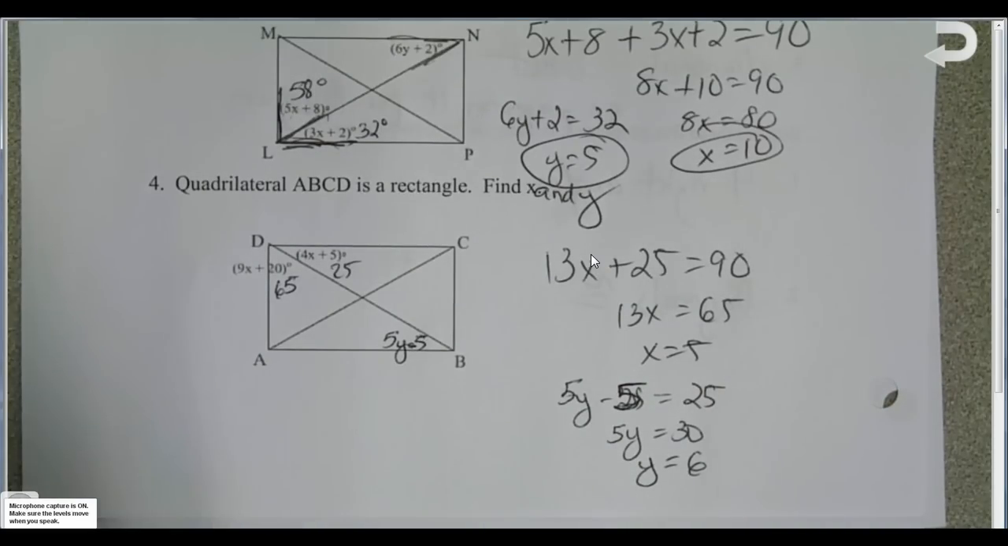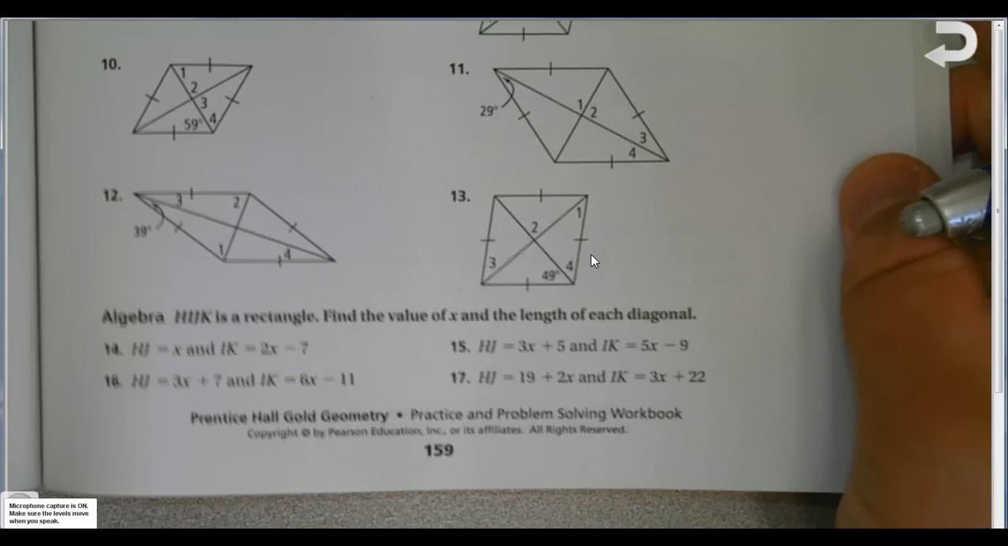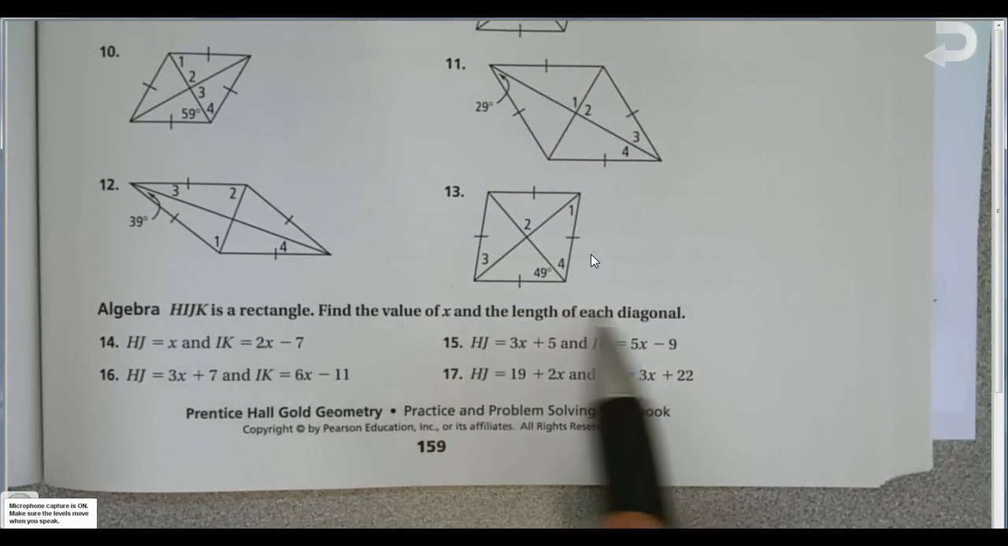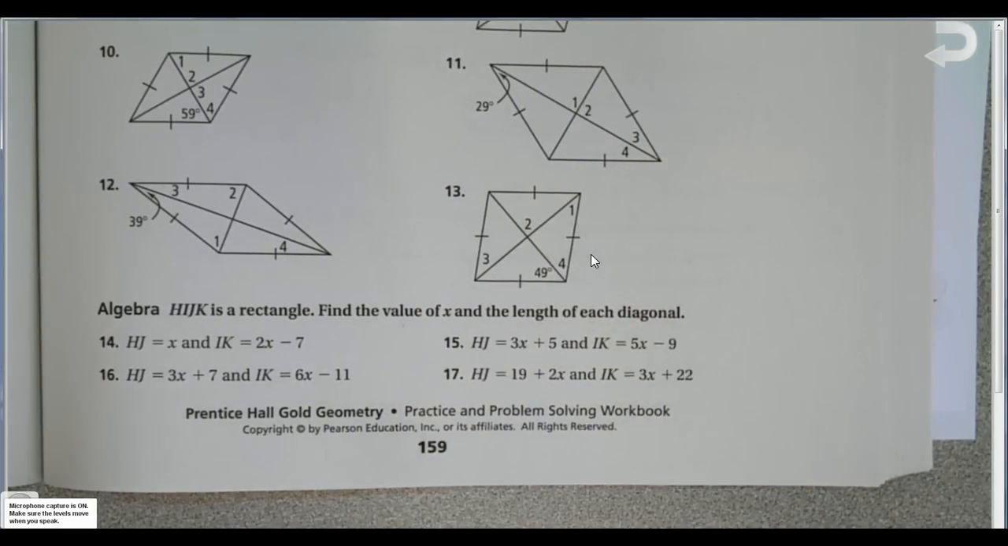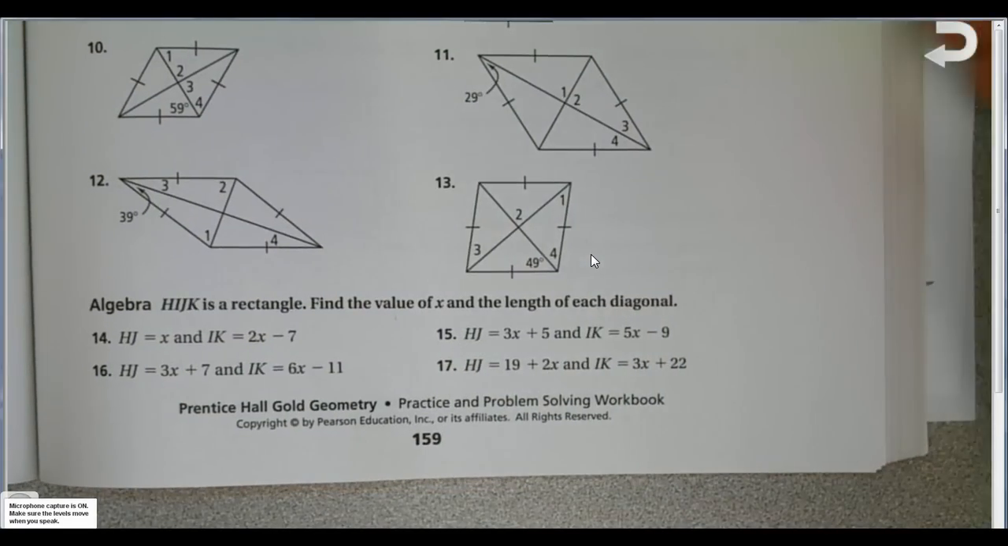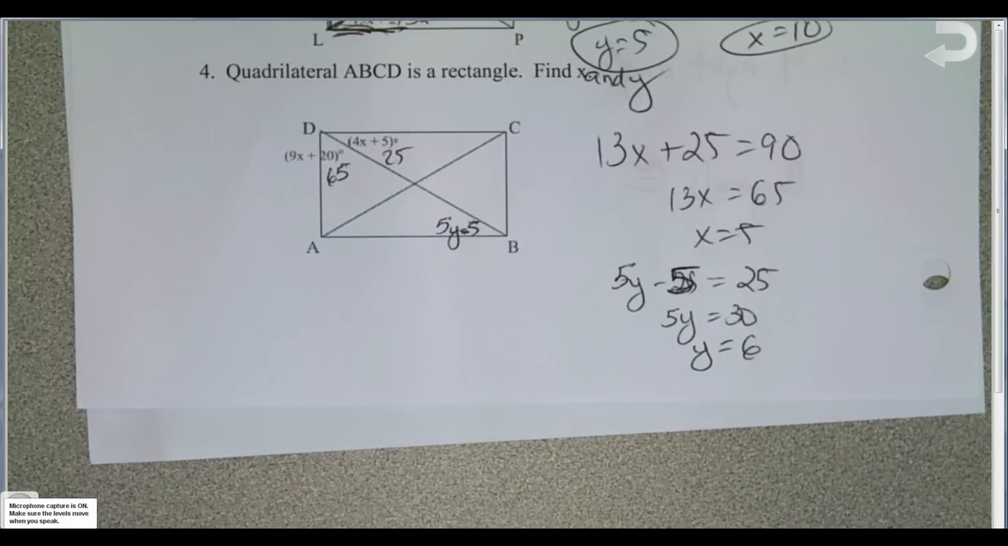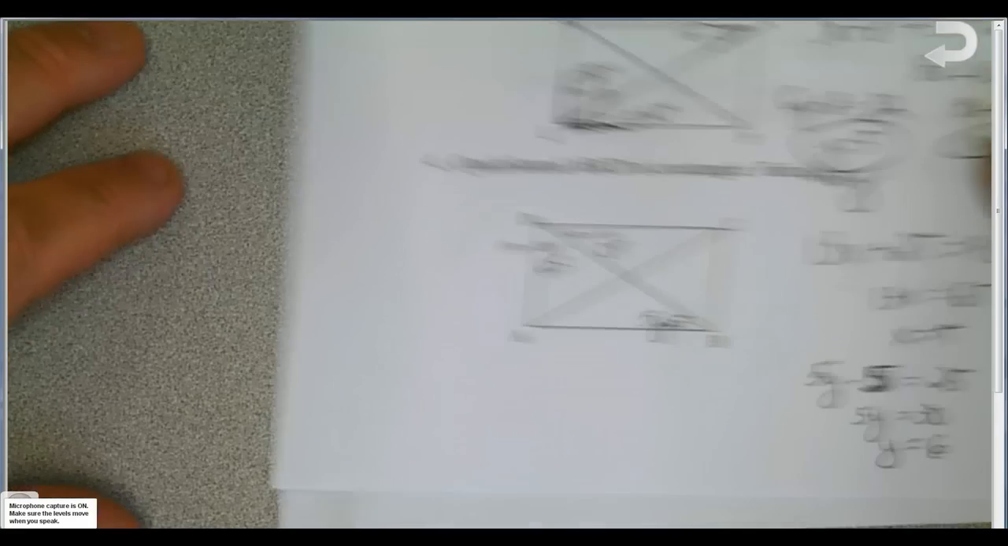Okay, so when you go to the workbook today, questions 14 through 19 are the rectangle questions, and if you notice, it says find the value of x and the length of each diagonal. Really, it's just getting you to practice setting the expressions equal to each other, solving for x, and then plugging the number you get for x back in, so that you know that the diagonals are congruent. And so 14 through 19 definitely focuses on rectangles.